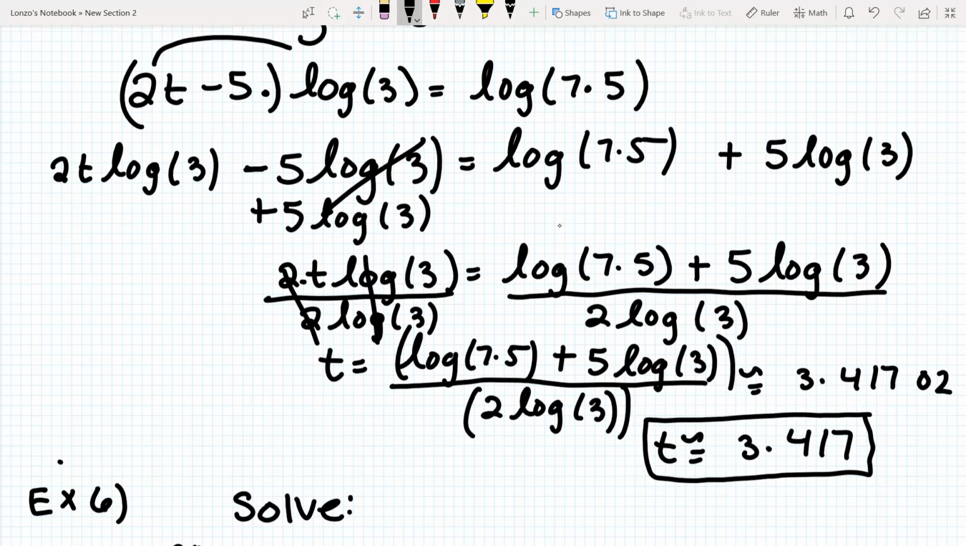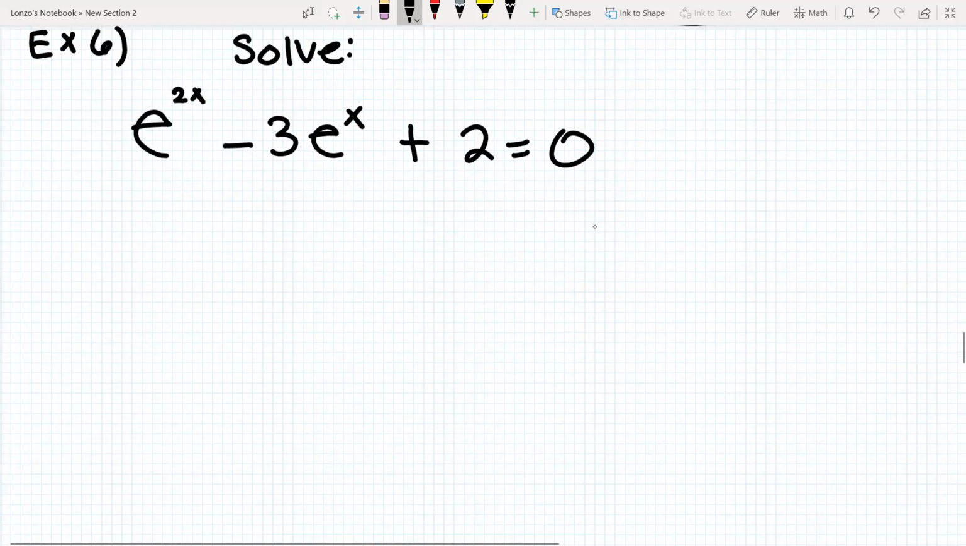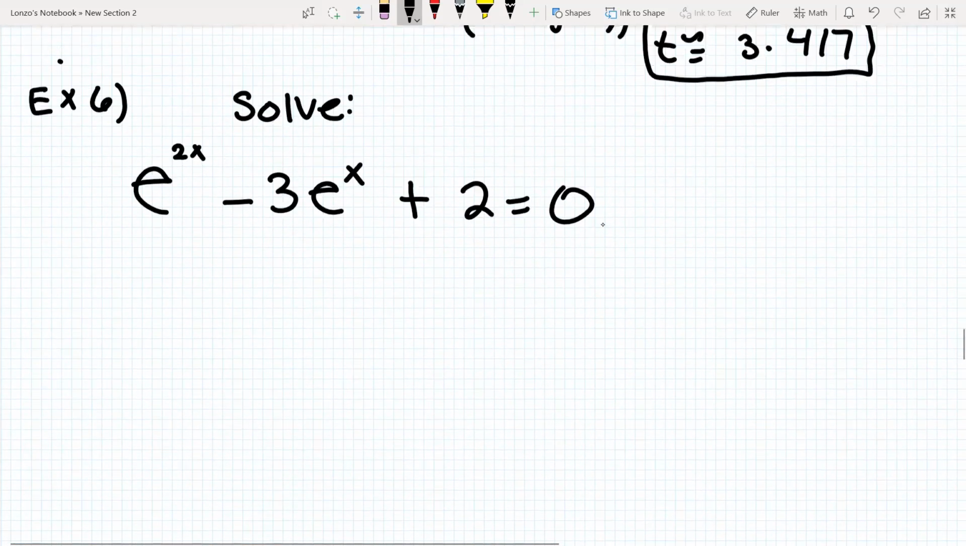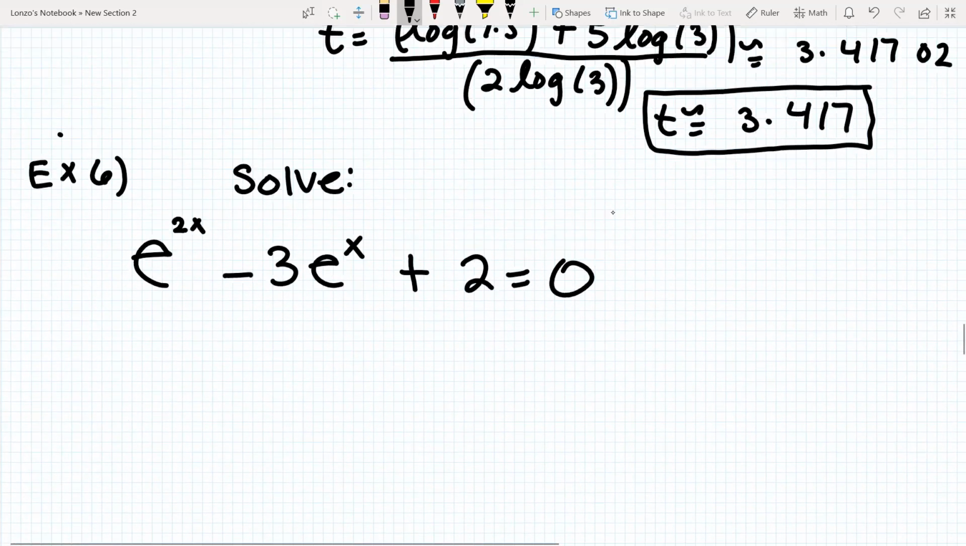Okay, so that's how you solve for that t. Let's do example 6. It says solve: e to the 2x minus 3e to the x plus 2 equals 0. We want to solve for x.